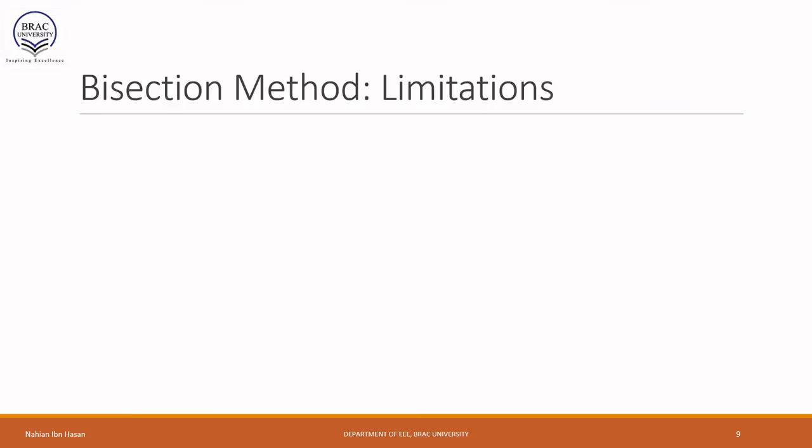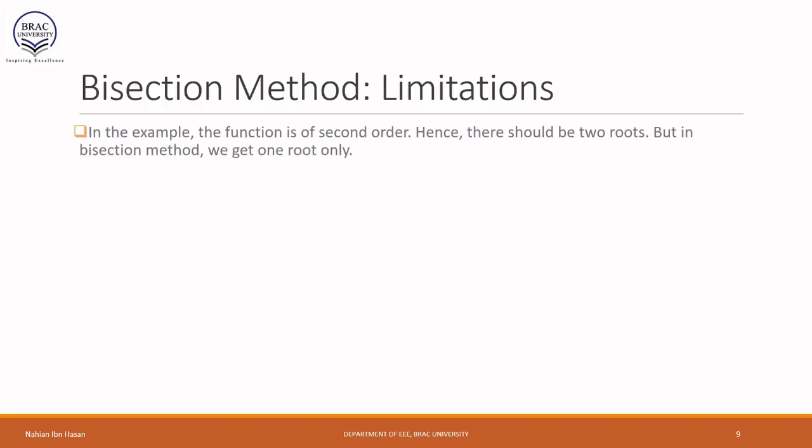So obviously this bisection method is the most basic of the bracketing methods. There are some limitations of the bisection method, and now we are going to see some of them. First of all, in the example, the function is of second order. Hence, there should be two roots.